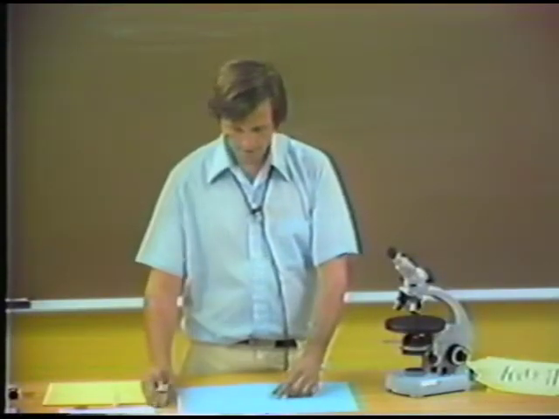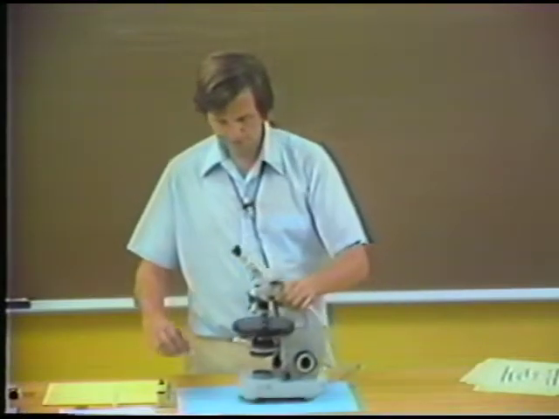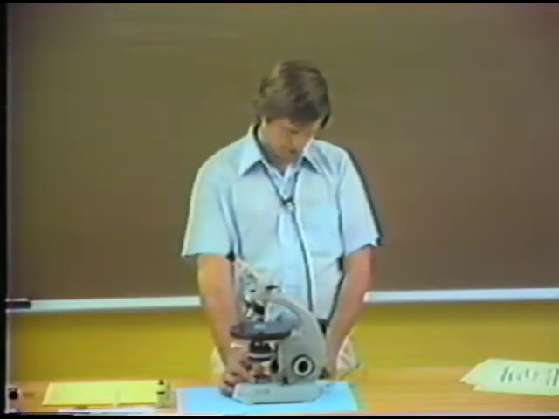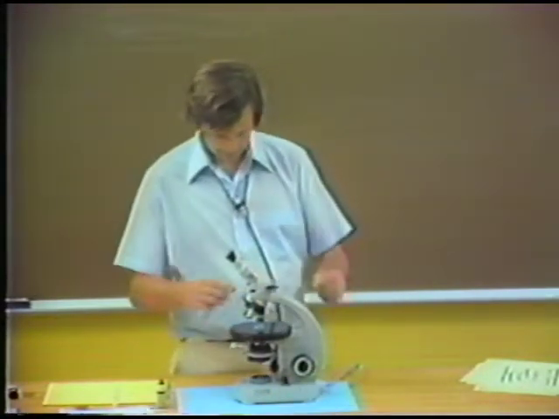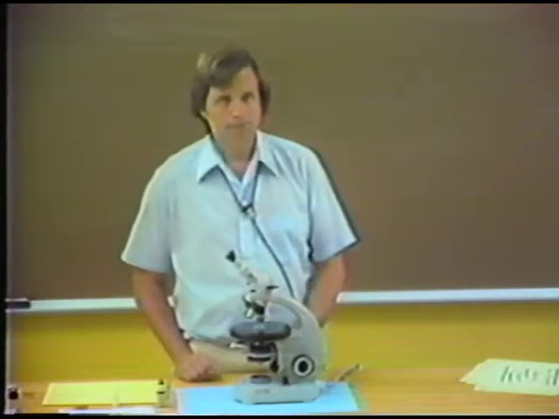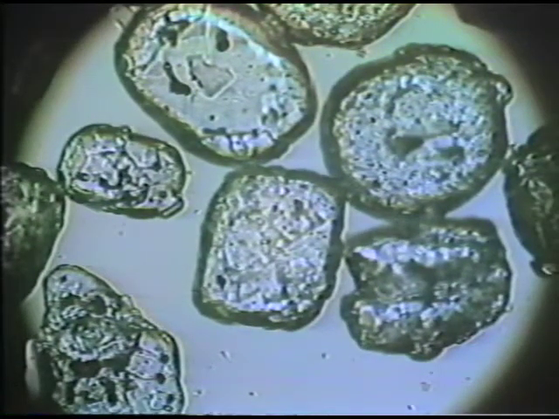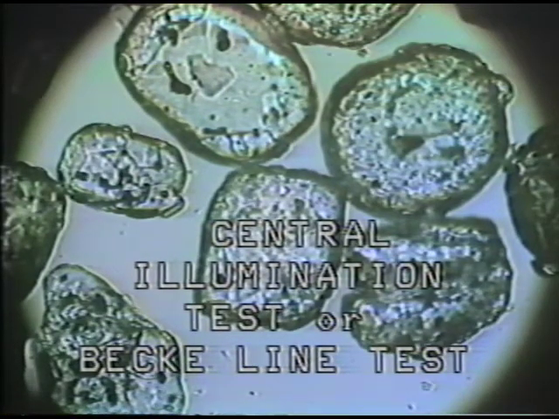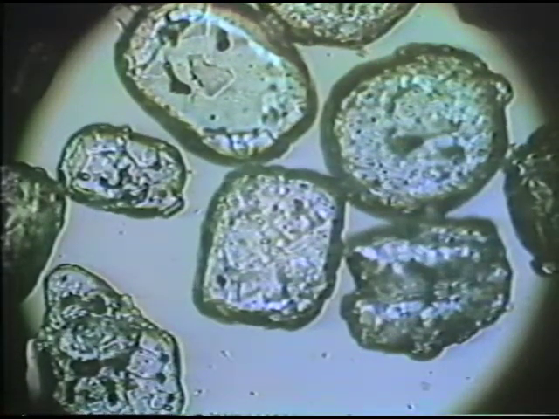And that's the strategy of using immersion mounts to narrow down the refractive index of a particular mineral grain. So I'm going to take this mount and place it on the microscope stage here, and we're going to illuminate the mineral grain here. We're looking at it here with a medium power. I'm going to apply a test now that's called the central illumination test, or sometimes it's called the Becke line test. Now, in order to do this test, we want to look at the mineral in plain polarized light. That is, we have the analyzer out.